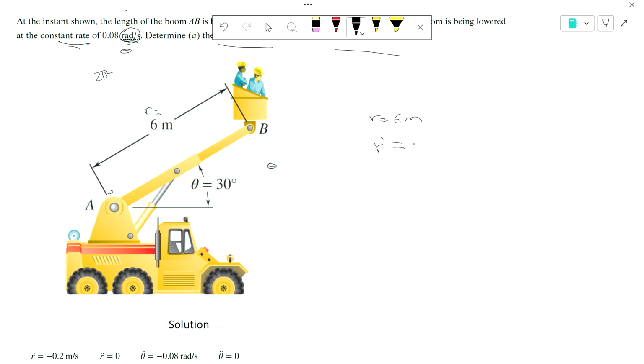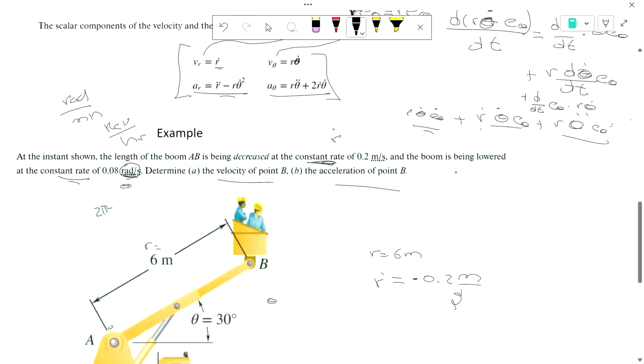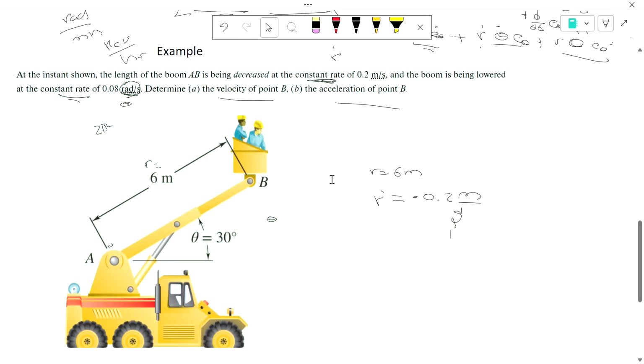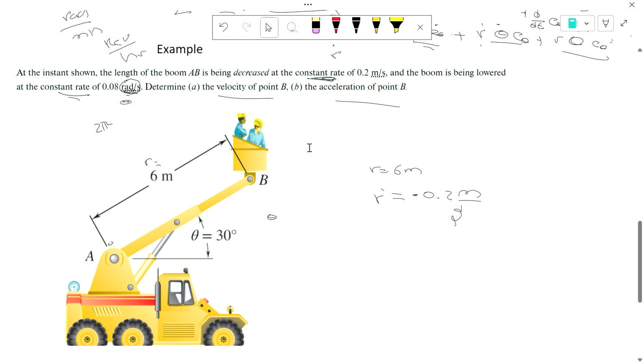R dot is also given, which can be measured with an accelerometer in the real world. It is negative 0.2 meters per second. Now, let's see why. Because they're telling you it's being decreased. So it's a velocity value, but it's being decreased. So basically the direction is going down, right? It's a constant magnitude, but again, the direction is changing. So again, with the concept of changing directions is rate of change.